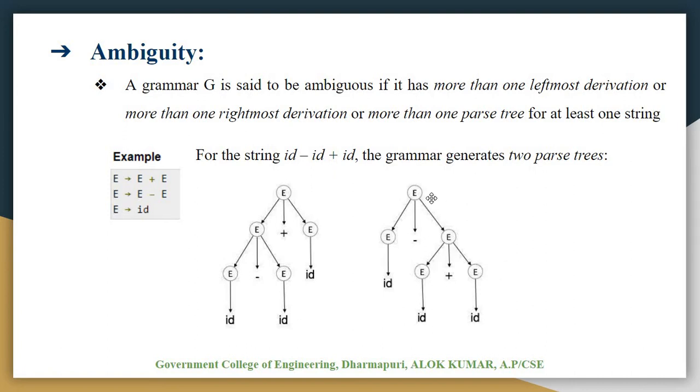How? Suppose we take the production rule E generates E minus E. We replace this E with ID, and after that this E we replace with E plus E, and this E we replace with ID, and next this E we replace with ID. So this one is the second parse tree. For the input string ID minus ID plus ID, two parse trees are possible. So we say this given grammar, or these production rules, have the ambiguity property. So we can say this grammar is ambiguous.